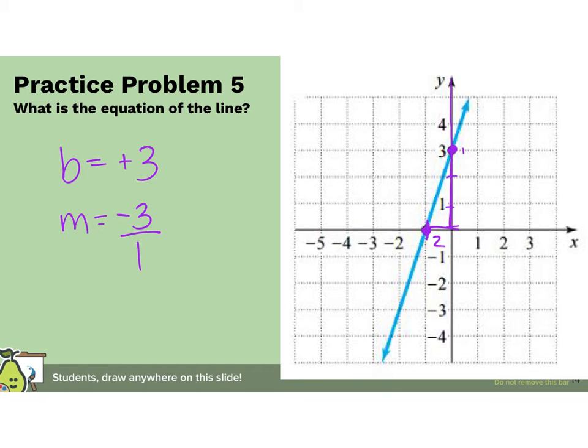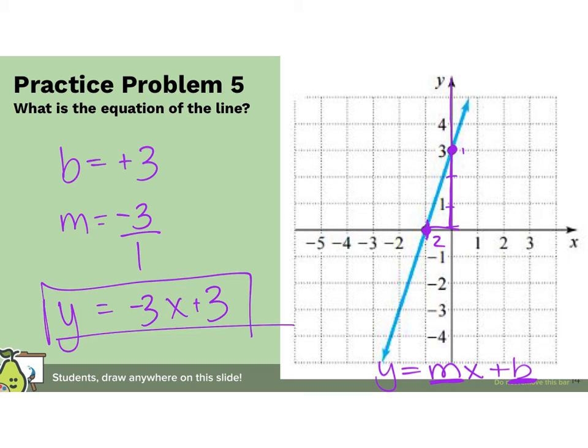So the equation, remember, it's y equals mx plus b. And we're plugging in the m and the b. So y equals something x plus b. M is negative 3. B is positive 3. And that's it. Y equals negative 3x plus 3.